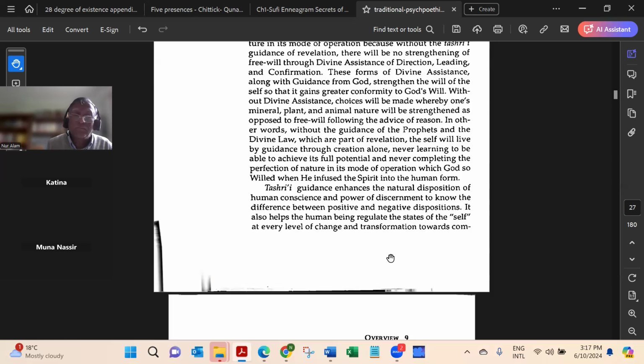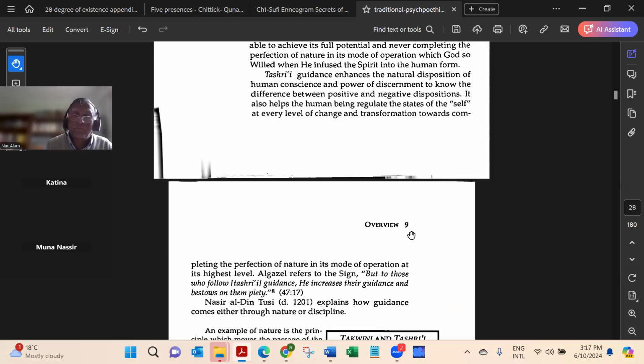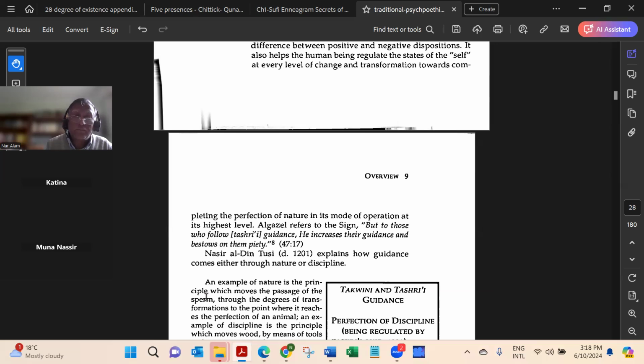Tashri'i guidance enhances the natural disposition of human conscience and power of discernment to know the difference between positive and negative dispositions. It also helps the human being regulate the state of the self at every level of change and transformation towards completing the perfection of nature in its mode of operation at its highest level. Al-Ghazali refers to the sign, but to those who follow Tashri'i guidance, he increases their guidance and bestows on them piety. Qur'an 47, verse 17. Nasruddin Tusi, died in 1201, explains how guidance comes either through nature or discipline.